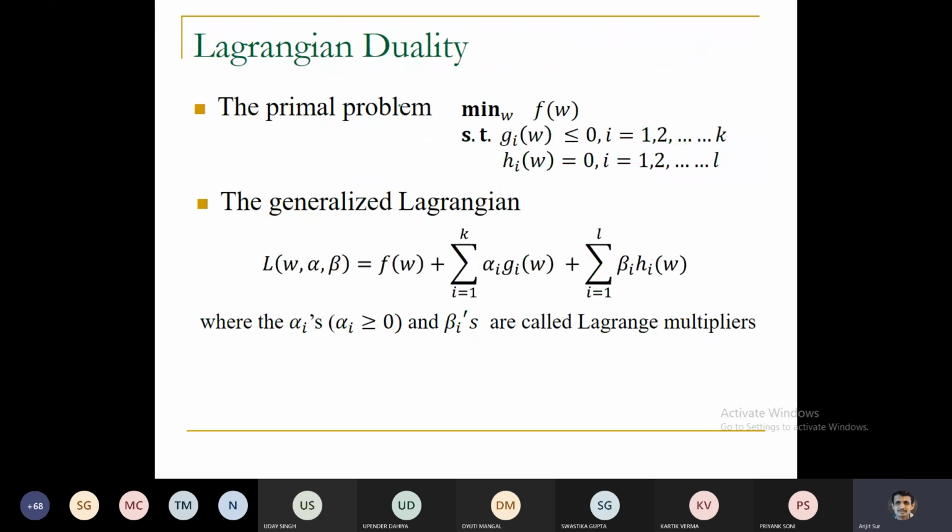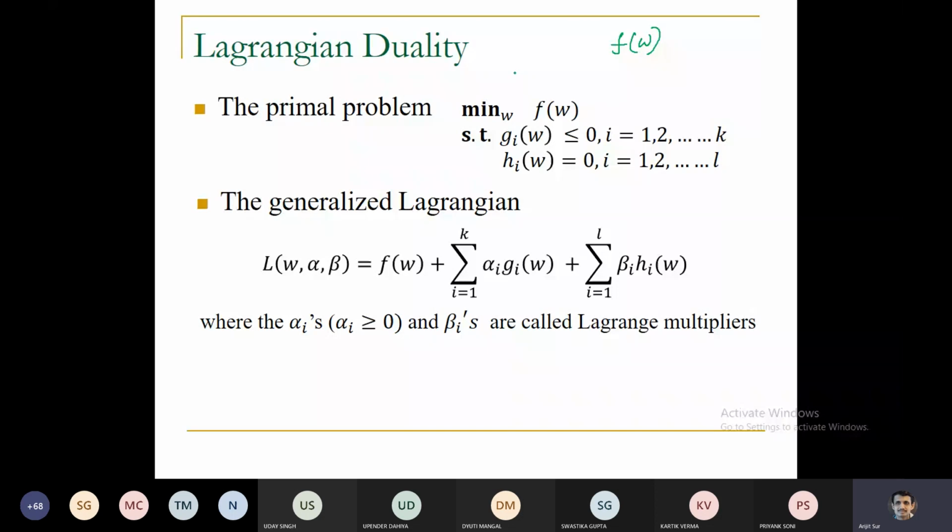So we start by understanding what is called Lagrangian duality. Now let us formulate the problem. Let this be f of w. This is your optimization problem, the objective function.